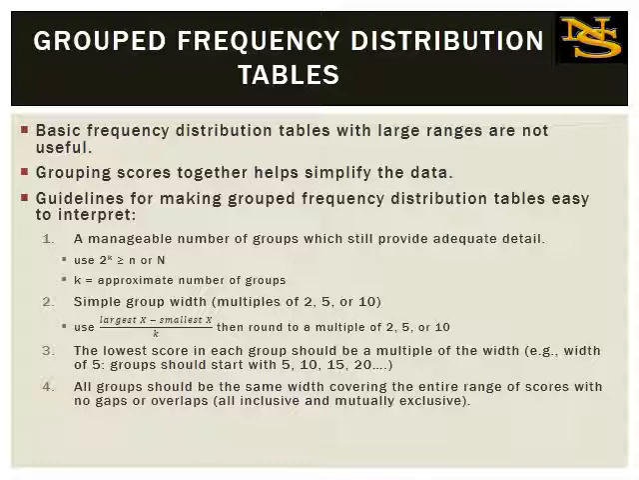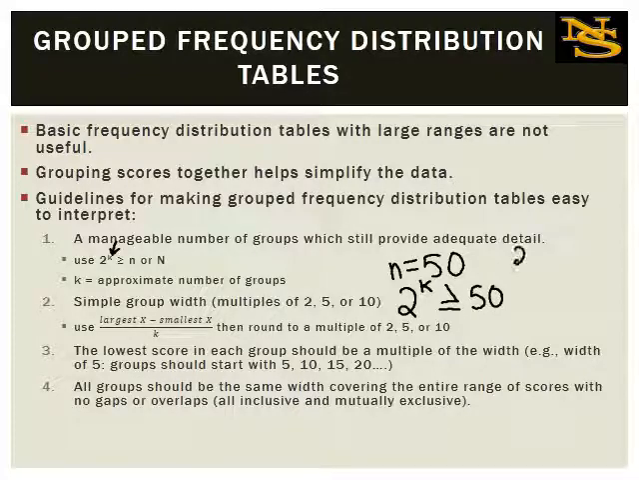And this is the 2^k greater than or equal to n rule. What you want to do is basically figure out what exponent of 2 is going to give you a value that's greater than or equal to your sample size. So for instance, let's say that our sample size was 50. To figure out roughly how many different groups you would need in your grouped frequency distribution table, you would need to figure out what exponent of 2 is going to give you a value that's greater than or equal to 50.